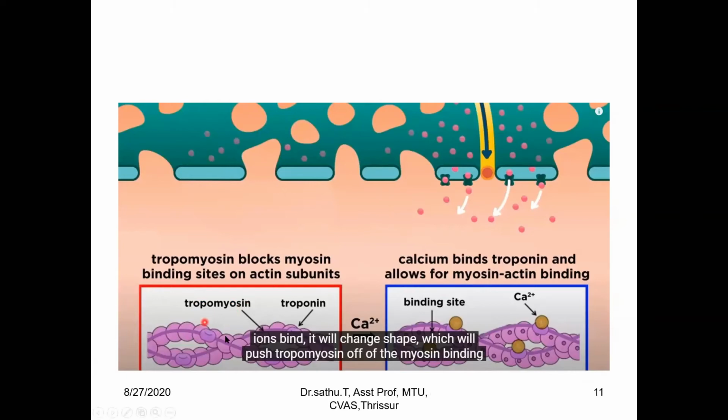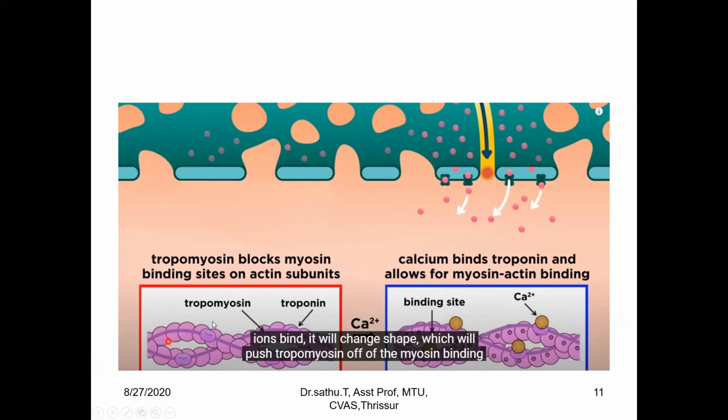At that time, what happens is the structural changes. Once the calcium ion comes, it goes and binds with the troponin C. So it will be binding with the troponin C. This is the troponin, we have studied all these things. Once it binds with the troponin C, the structural changes will take place in the troponin.